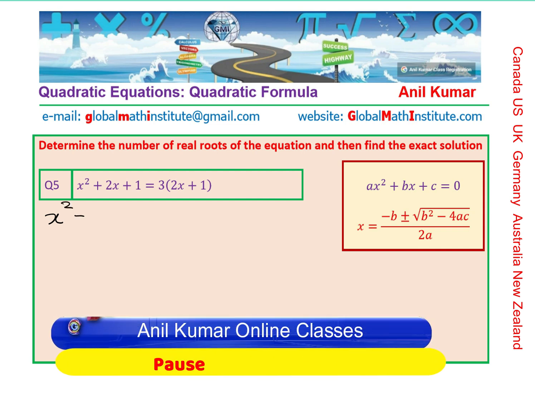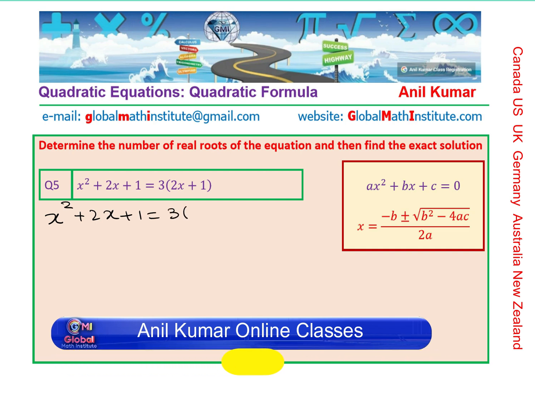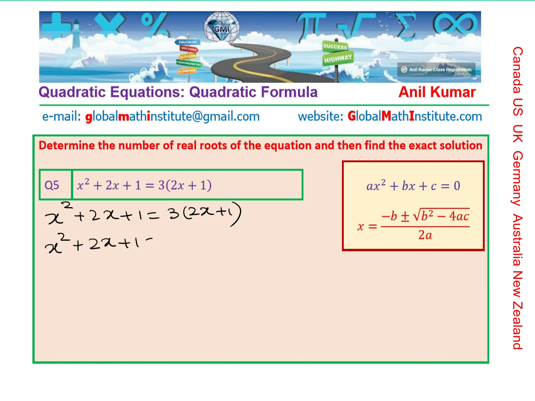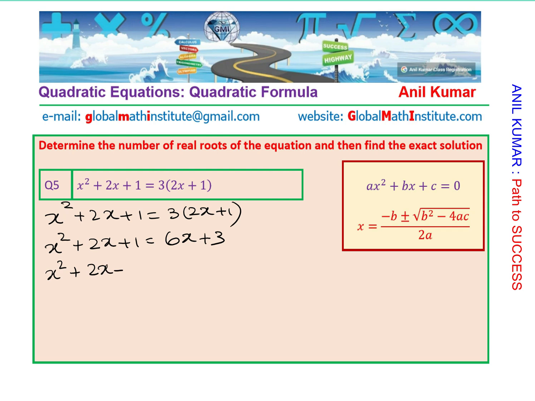So we have x squared plus 2x plus 1 equals 3 times 2x plus 1, which gives you x squared plus 2x plus 1 equals 6x, after opening the bracket. Bring the terms together: x squared plus 2x minus 6x plus 1 minus 3 equals 0. The sign changes when you bring it to the left. So we get x squared minus 4x minus 2 equals 0.